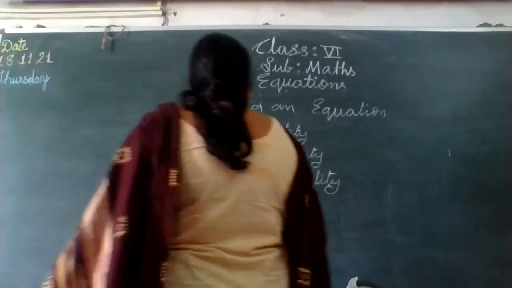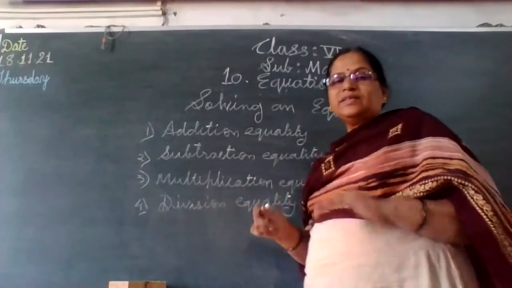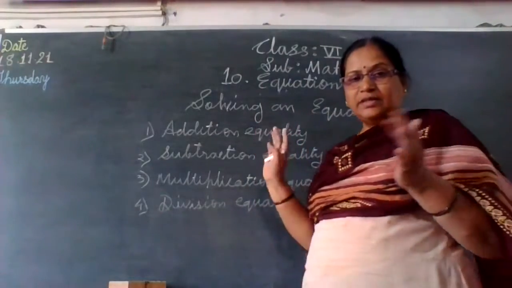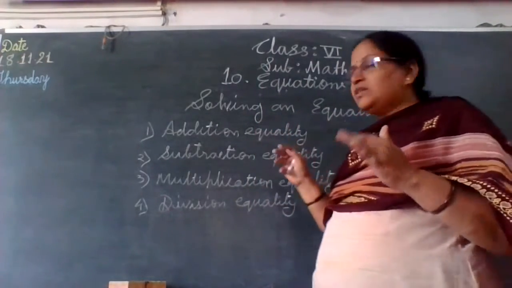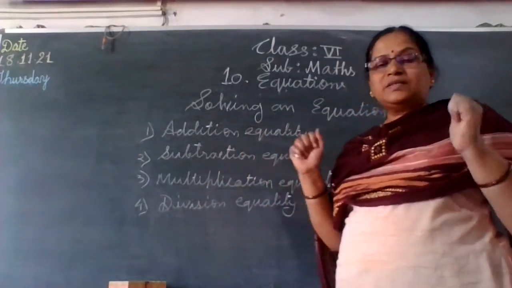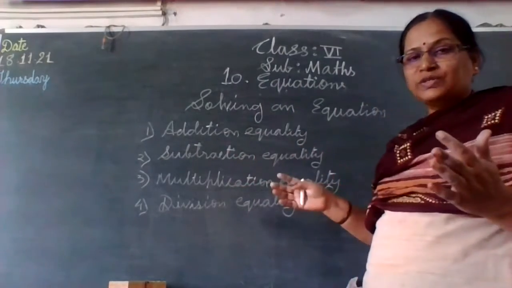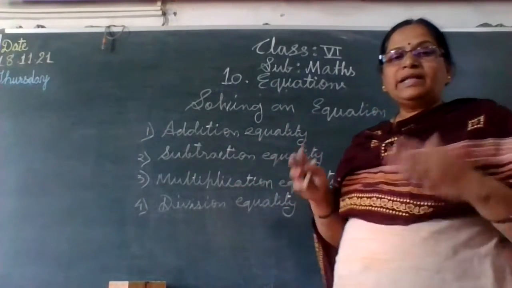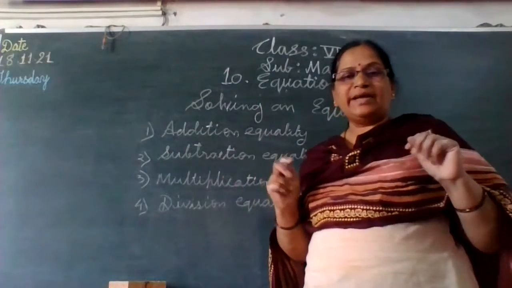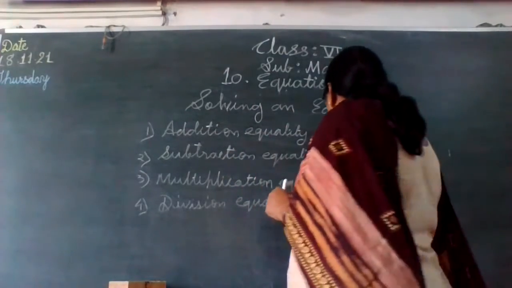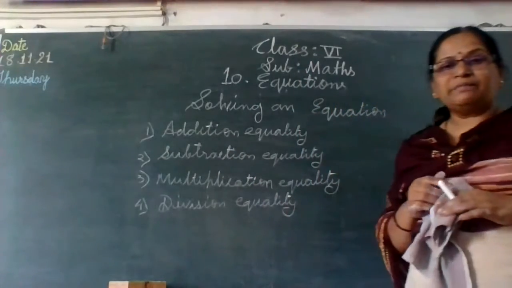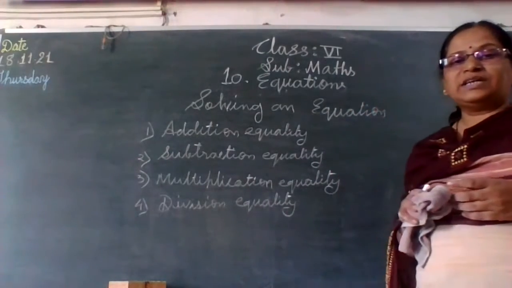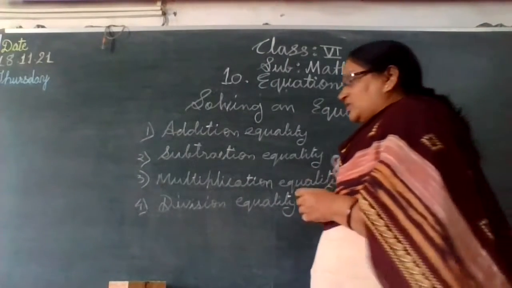Now see children, in addition equality, you have to add the same number on both sides. In subtraction, you have to subtract the same quantity from both sides. In multiplication and division, you have to multiply or divide both sides equally. Okay. So let's see some examples of addition, subtraction, multiplication and division equality.